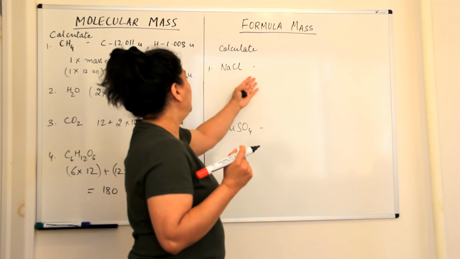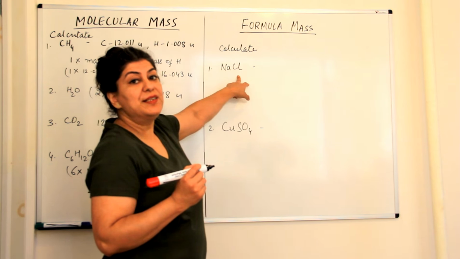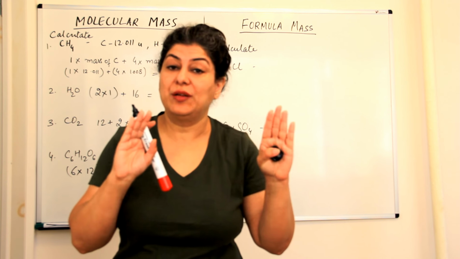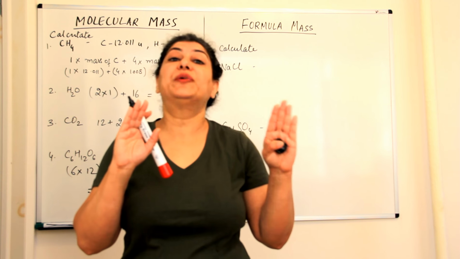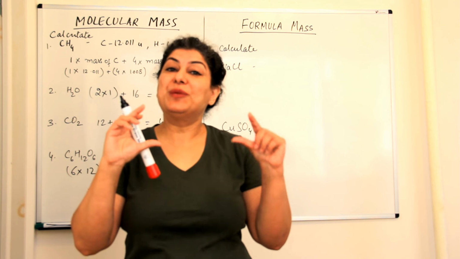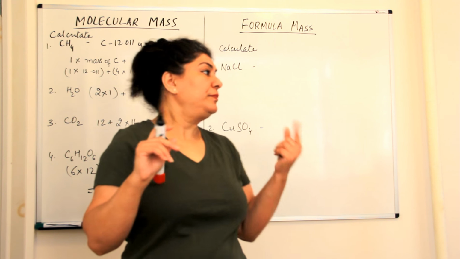For example, in sodium chloride, the charge on sodium is +1 and chlorine is -1. So for every sodium ion there should be one chloride ion. Therefore, what's the minimum ratio in the crystal of sodium and chlorine? It is 1 sodium for 1 chlorine.